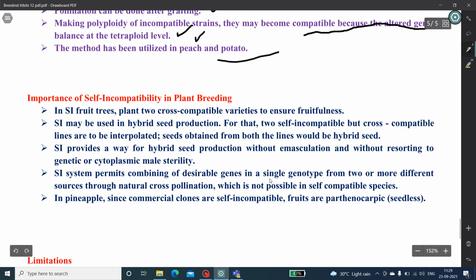And regarding the importance of incompatibility in plant breeding, for self-incompatible fruit trees, two cross-compatible varieties are planted in a ratio to ensure fruitfulness. And self-incompatibility may be used in hybrid seed production very extensively. For hybrid seed production, two self-incompatible but cross-compatible lines are to be interplanted, so the seeds obtained from both lines would be hybrid seed.